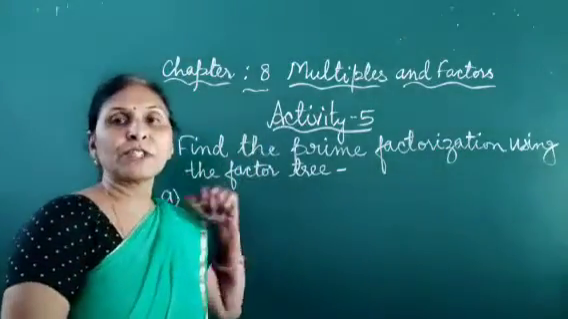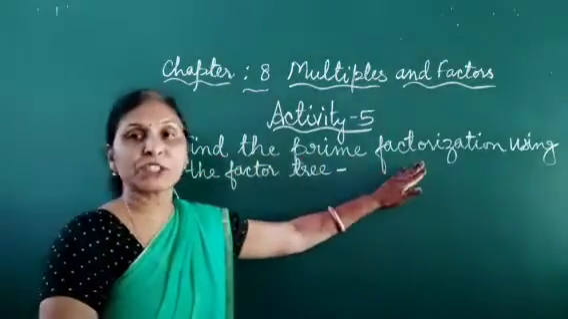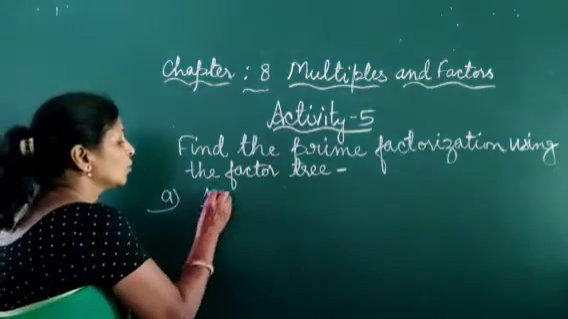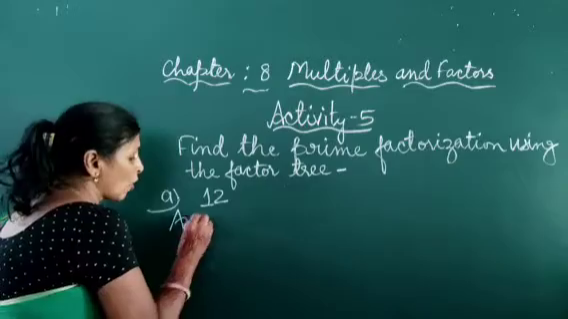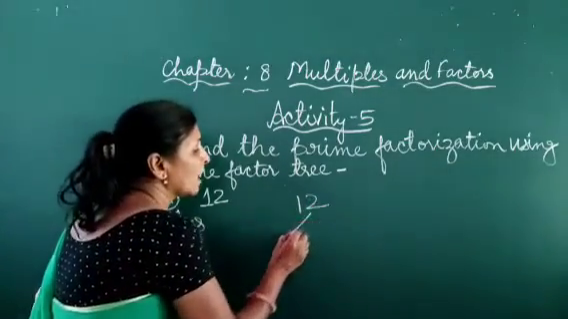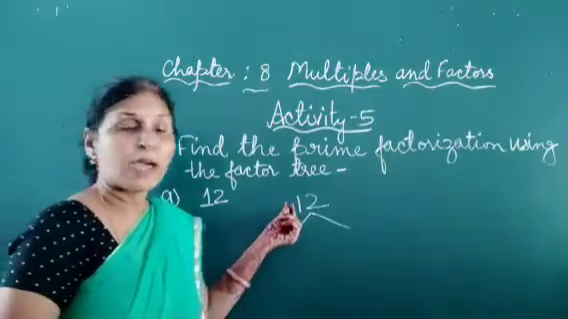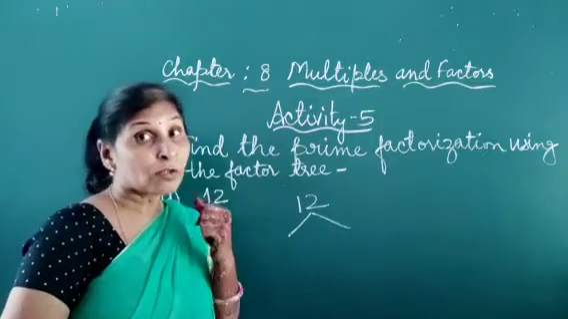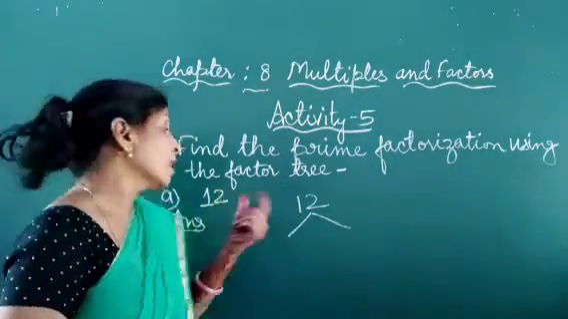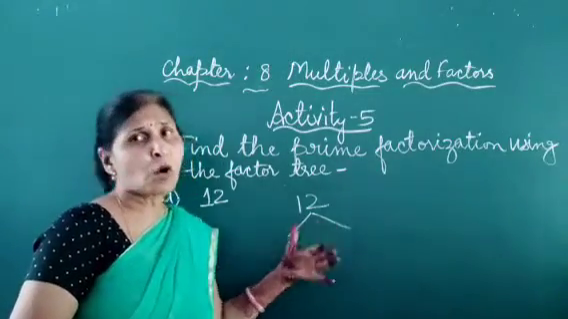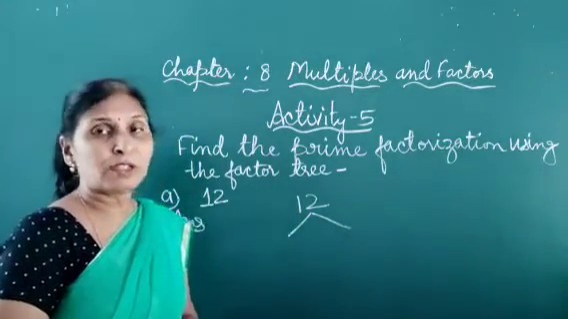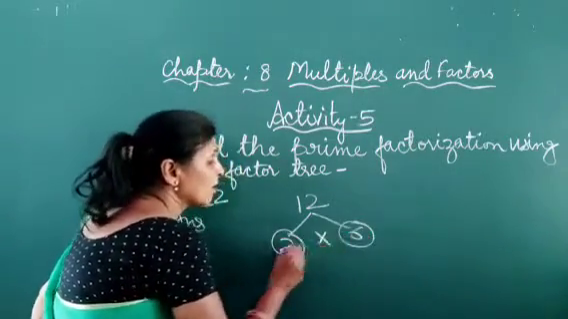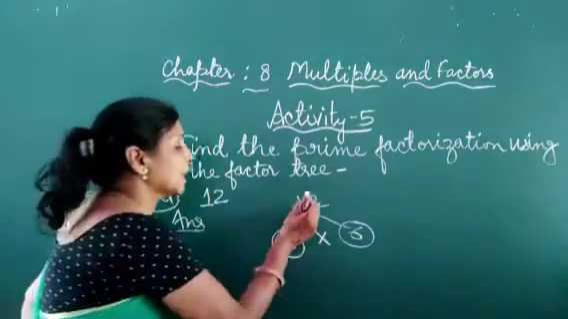Now we start activity 5. Find the prime factorization using the factor tree. Number A, 12. Now how can we solve this? First we write 12 and we split 12 by any number. We see that 2 sixes are 12, 3 fours are 12. We can write 2 multiplied by 6 or 3 multiplied by 4. It's your choice. So here we take the 2 and here we write the 6. If we multiply these two numbers, we get 12.